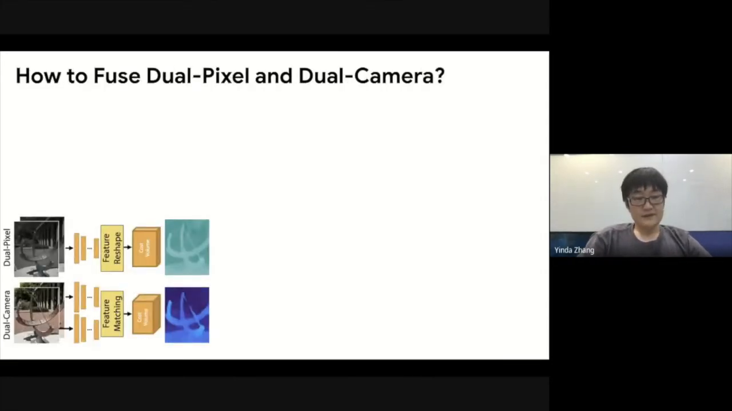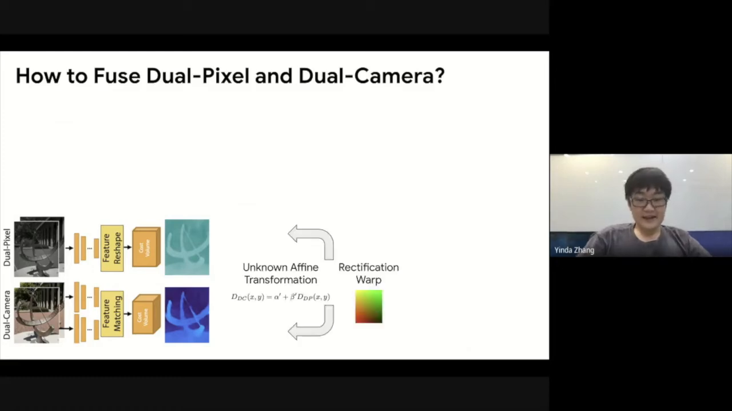Then we start to think of how to design the neural network architecture to fuse the two sources of input. To do so, we first use some very standard network architecture to predict some depths out of these two sources of input. And we use a very standard cost volume followed by a soft argmin kind of architecture. And then again, there's a known affine transformation between these two. And in practice, there's going to be another spatial transformation that needs to be applied on the dual pixel image in order to align with the dual camera image because of the stereo rectification.